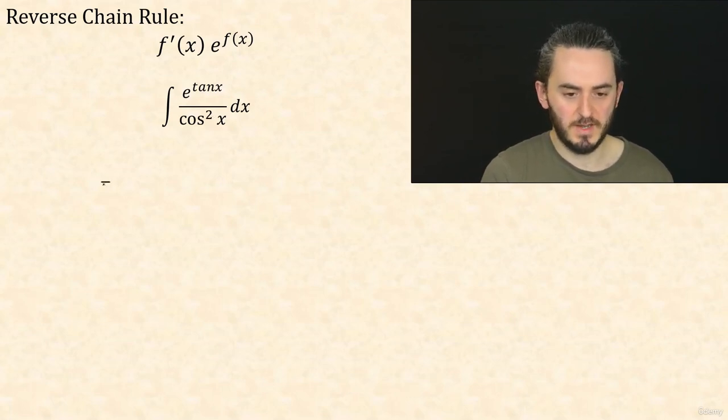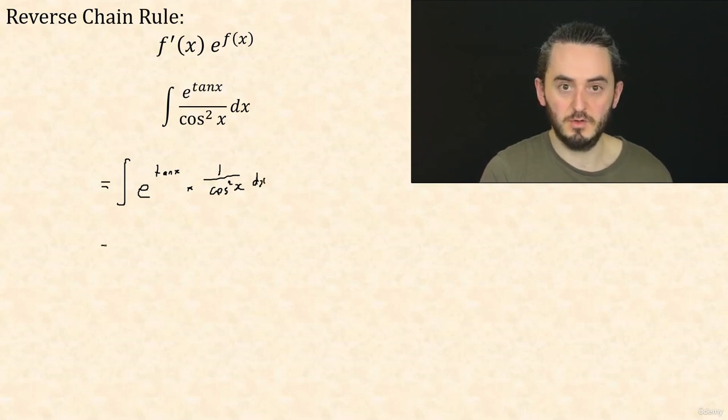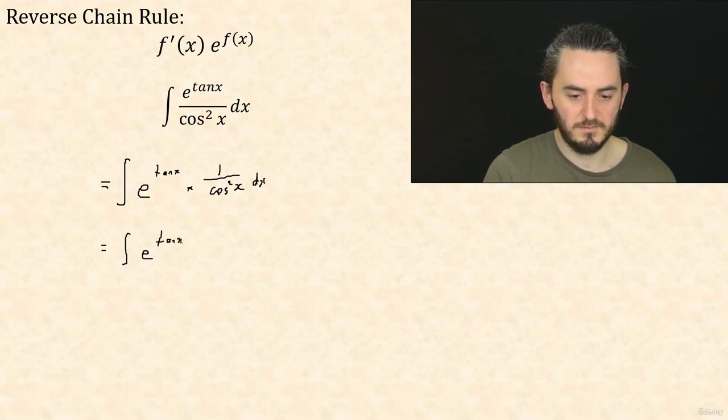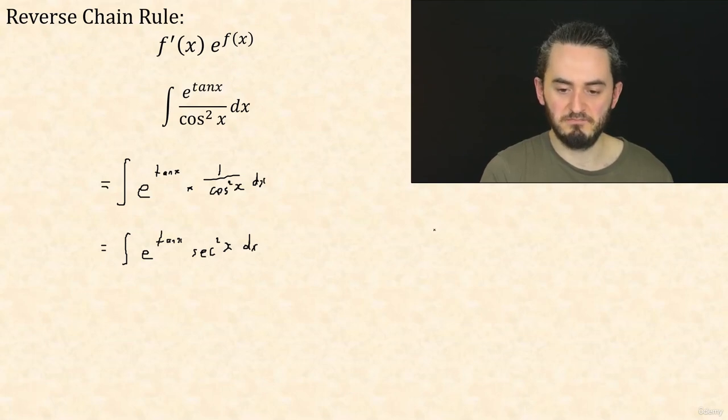So with a little bit of algebraic magic, we can get what we want here, because e to the tan x can go there, and then dividing by cos squared x is the same as multiplying by 1 over cos squared x. And what's 1 over cos squared x? Well, it's sec squared x. So what I in fact have is e to the tan x sec squared x. And look, that is in exactly the right form. It's e to the power of a function and then the derivative of that function sitting there.